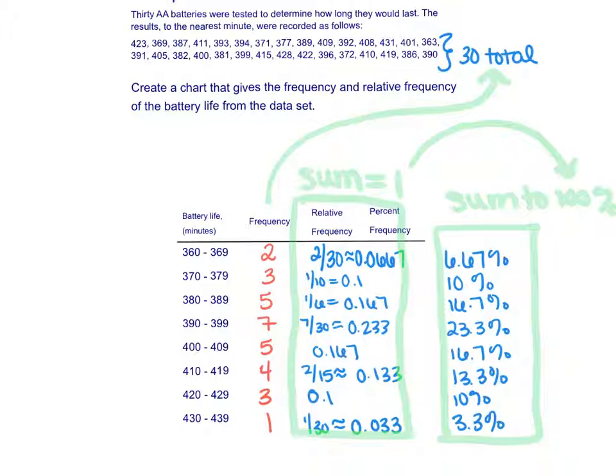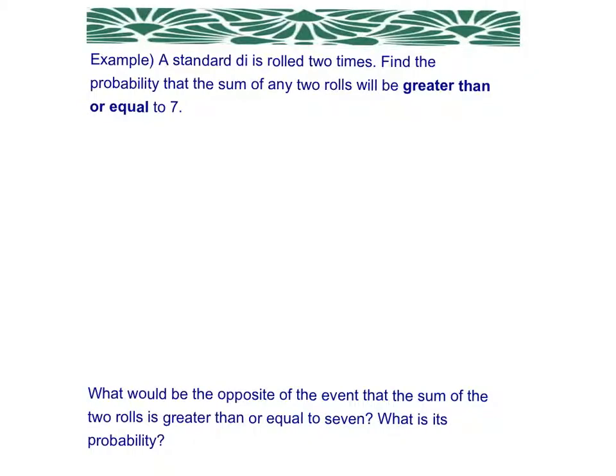So that's just a little review to get us going before we get into independent events and dependent events and conditional probability for today. All right, so let's look at this example. It says a standard die is rolled 2 times. I want to find the probability that the sum of any 2 rolls will be greater than or equal to 7. First, notice I'm asking you to calculate a probability.